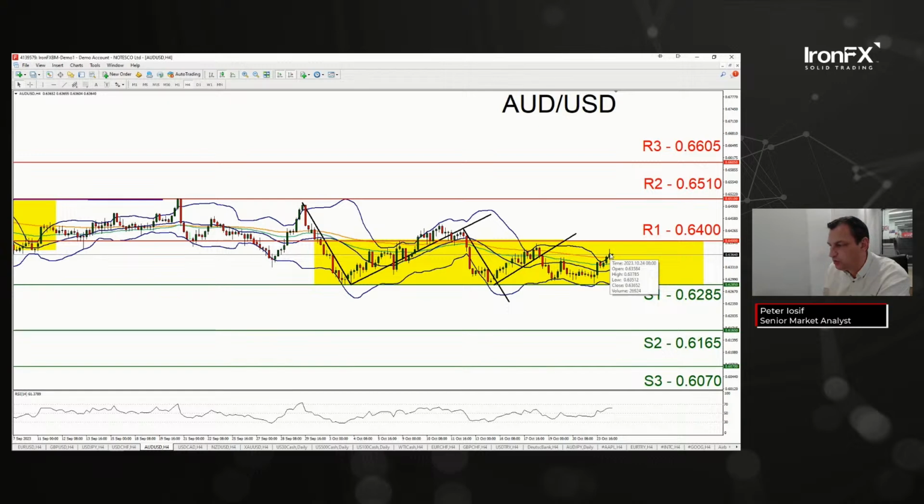Yet for a bullish outlook, I would require a clear break of the R1 0.64 and the pair to start aiming for the 0.6510. Practically, the pair has to escape the boundaries of its current sideways motion and start aiming for the R2 in a sustainable way, not something like this here.